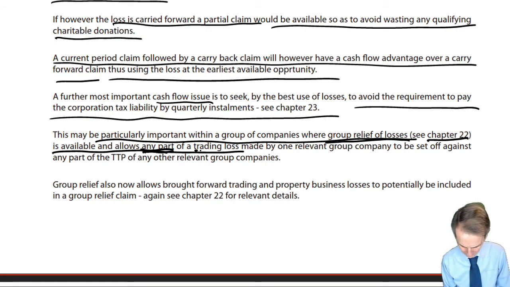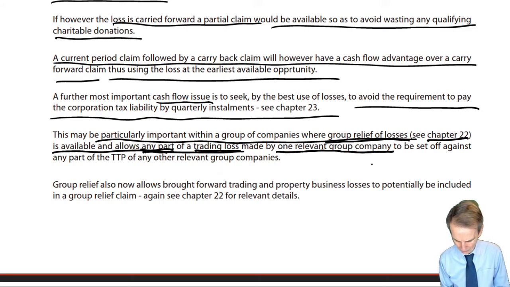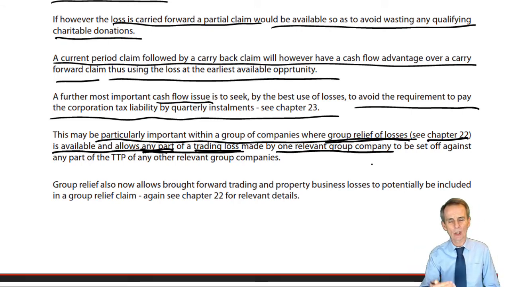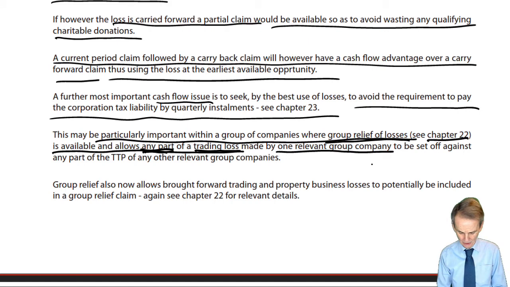Any part of a trading loss made by one relevant group company, and when I use the words relevant group company, that relevance is based on the percentage shareholding that a parent company has within a subsidiary company. It has to be sufficiently high. You'll discover in chapter 22 that the sufficient height is 75% in order to allow group relief. So you've got to have at least that 75% control to be able to use a loss in this way.